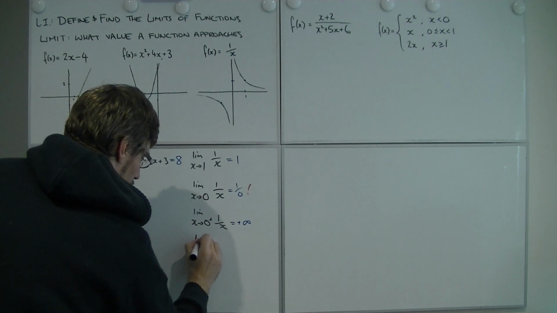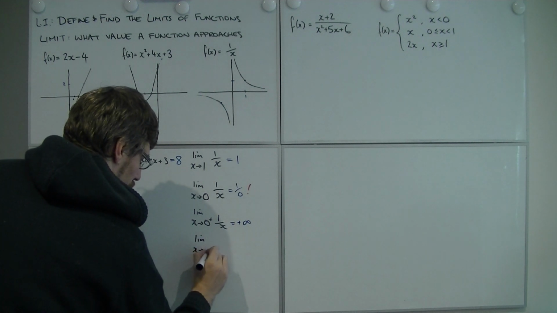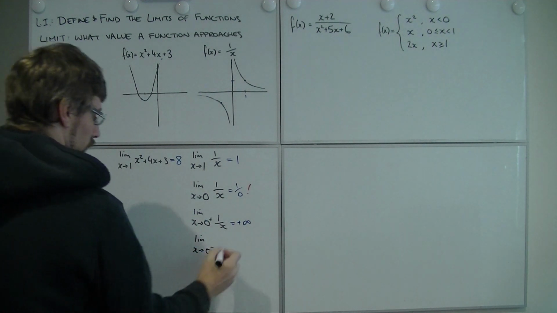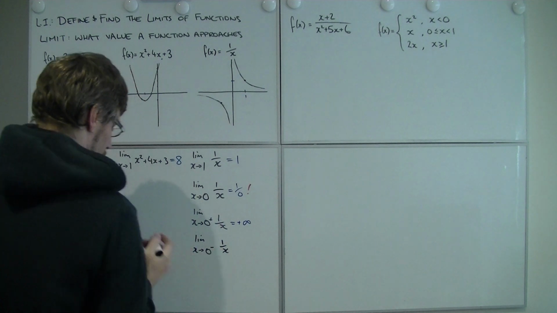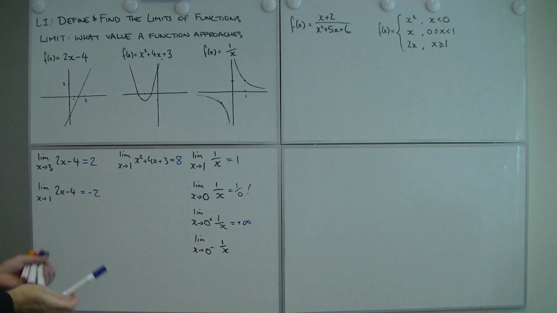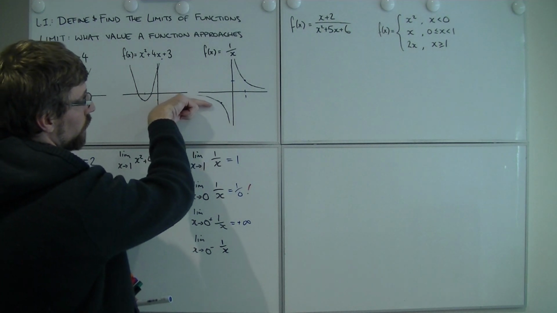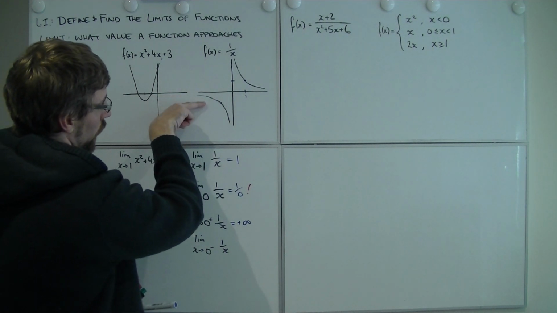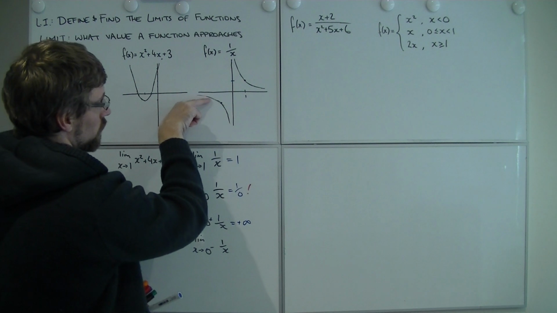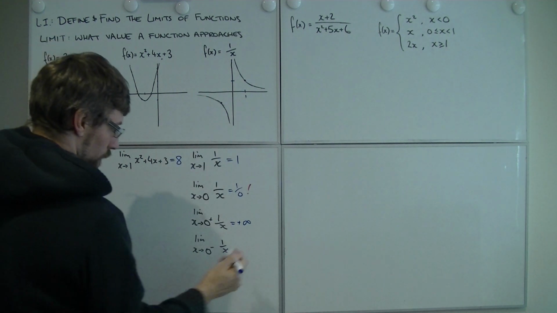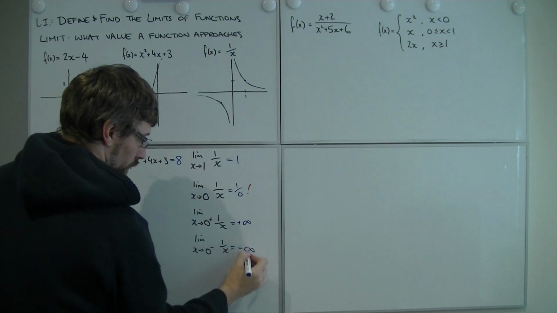What about the limit as x approaches 0 from the negative side for 1 on x? Well, I'm going to approach from this side now. I get closer and closer to 0 as I go to the right for x. What's y doing? It's going lower and lower and lower. It ends up going off to negative infinity.